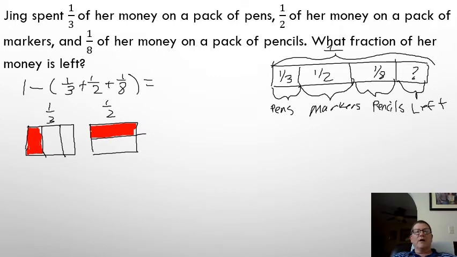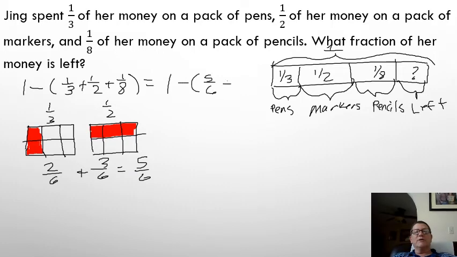Okay. Now we're going to combine our models. Take my halves to my thirds to my halves. And I can see here now that I have 2 out of 6 shaded plus 3 out of 6 shaded. So that means we have 5/6. So this problem now is actually 1 minus 5/6 plus 1/8 because we just combined, added, or got the sum for 1/3 and 1/2. So now we have to add 5/6 and 1/8.